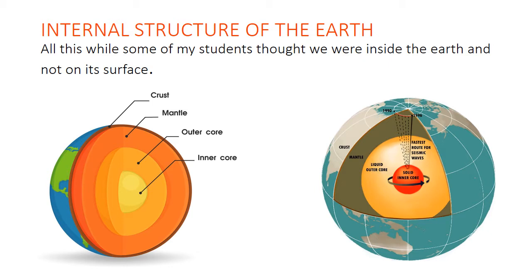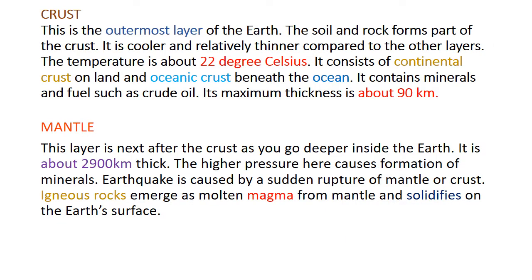There's this diagram also on the right here. You could see exactly what happens. So the crust, mantle, then the liquid outer core. So we'll look at each layer. So let's start with the crust. This is the outermost layer of the earth, as we said.